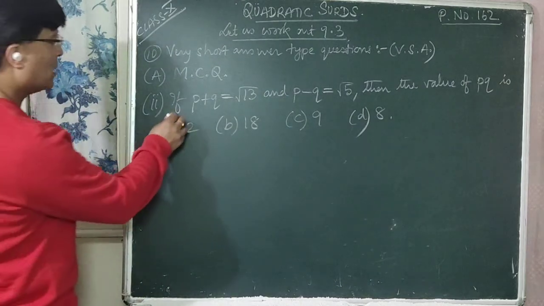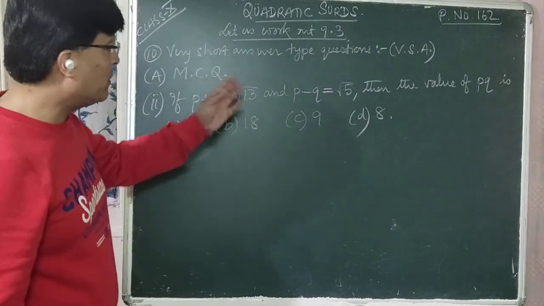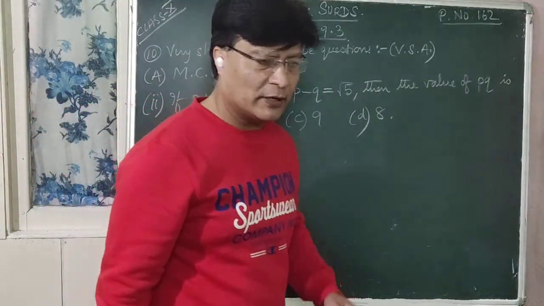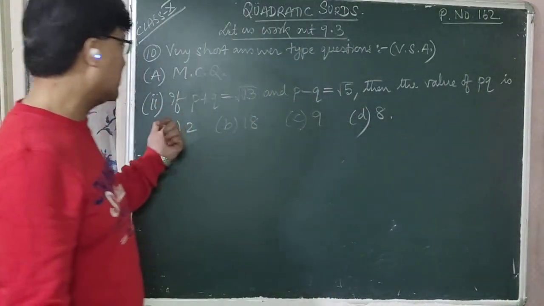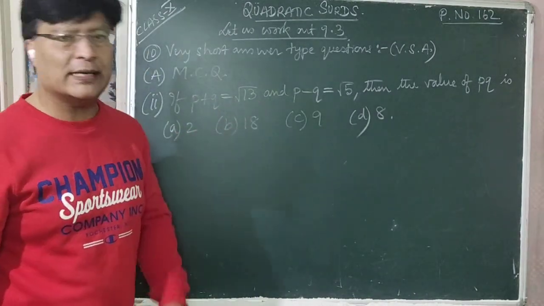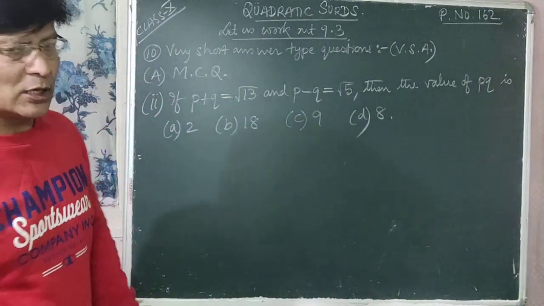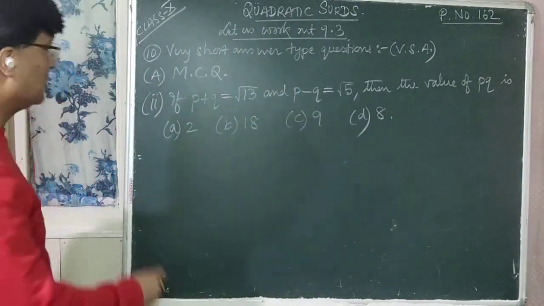Number 2 is, if P plus Q is equal to root over 13, and P minus Q is given as root over 5, then the value of PQ is what? A, B, C or D. A is 2, B is 18, C is 9 and D is 8. So which one is correct? You have to check it. You have to do the solution out here, okay?